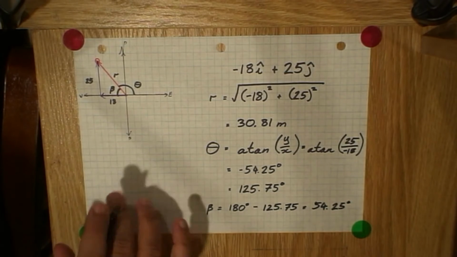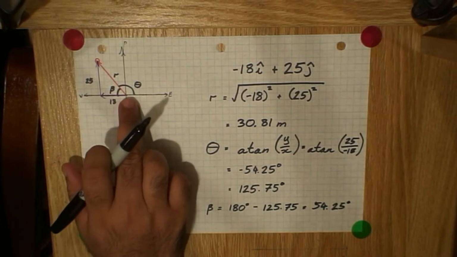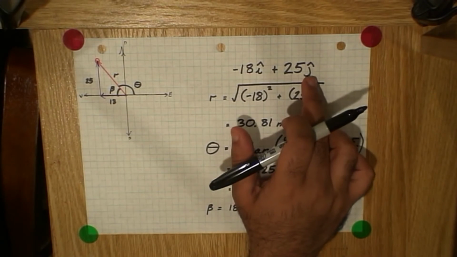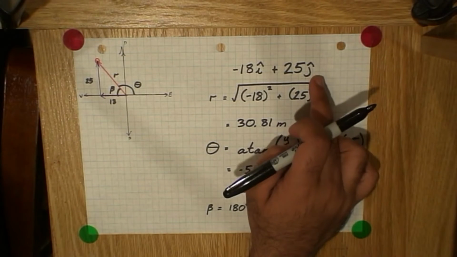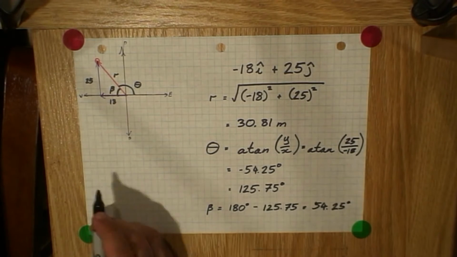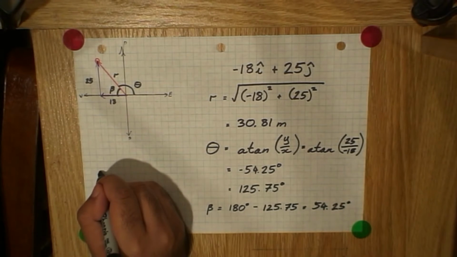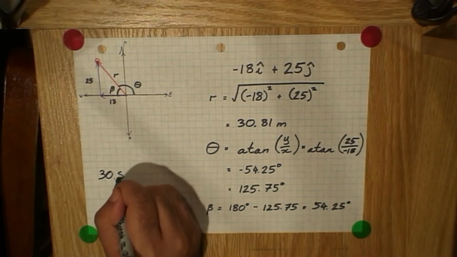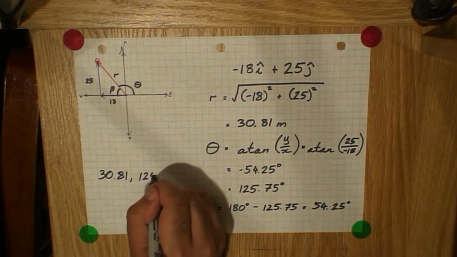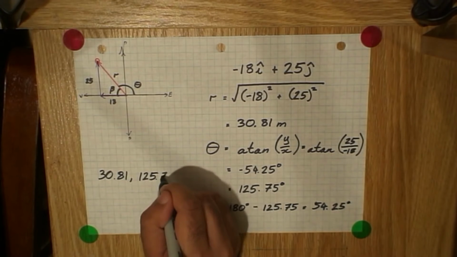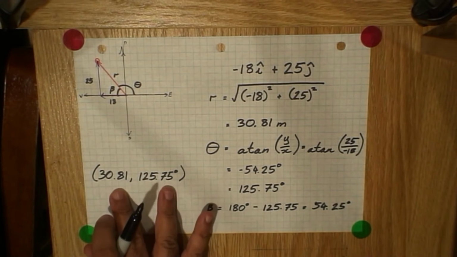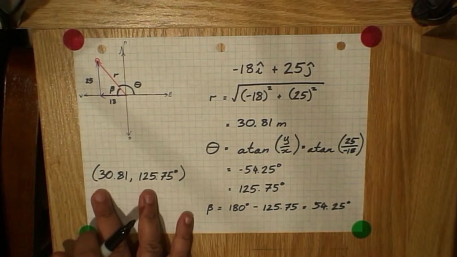So this is a question where we were given effectively a vector in Cartesian coordinates, negative 18 i hat plus 25 j hat, and we had to convert it into polar coordinates. So in polar form, we would say that this vector is 30.81 meters at an angle of 125.75 degrees. This would be the representation of this vector in polar.